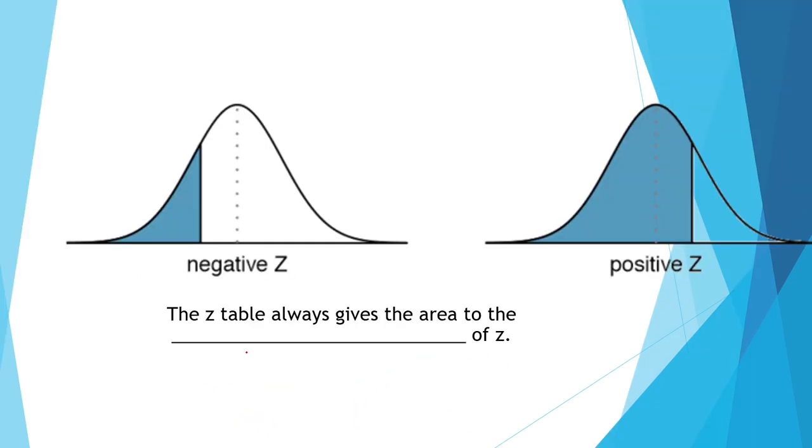The z-table always gives the area to the left. That's very important. Every single z-table always gives the area to the left. If you have a negative z value, you will notice since our mean is 0 in the center, the area will be less than 50%. If the z value is positive, our area is going to be greater than 50% because z is, of course, in the center again.